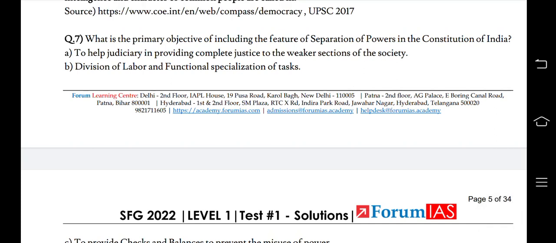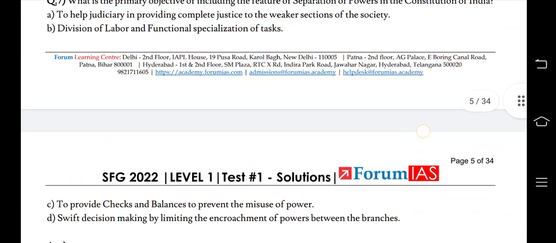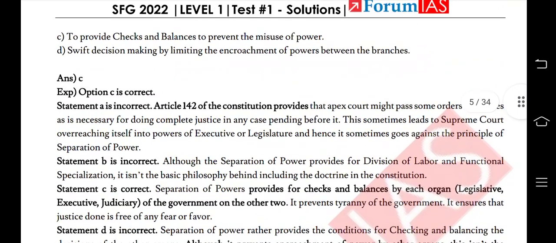What is the primary objective of including the feature of separation of powers in the Constitution of India? Answer C is correct. To provide checks and balance to prevent the misuse of power.